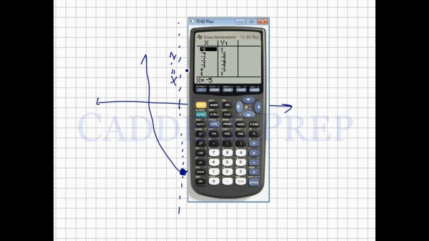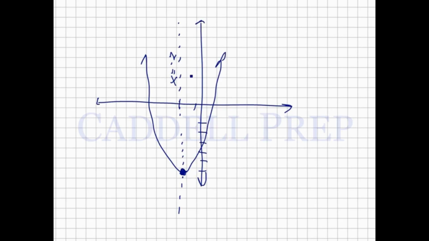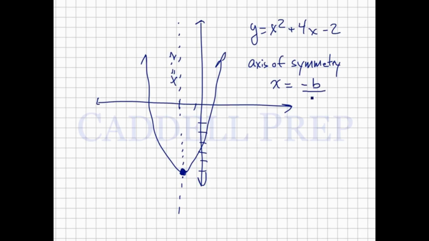Alright, so what if we don't have a graphing calculator? How else can we find this? Well, let's write down the equation of the graph again. It was y equals x squared plus 4x minus 2. So the axis of symmetry is x equals negative b over 2a.